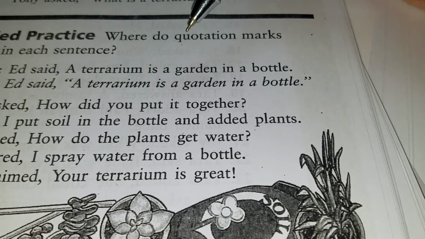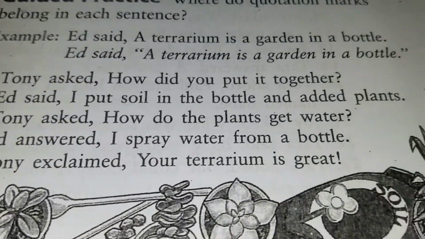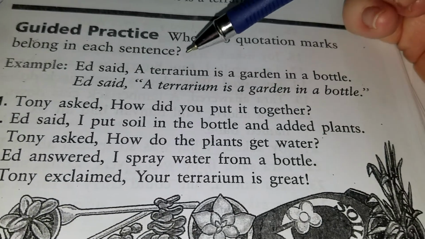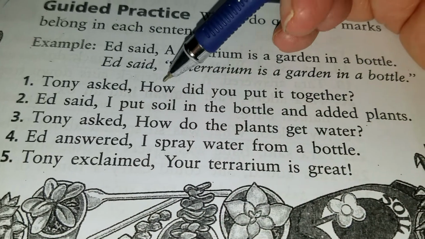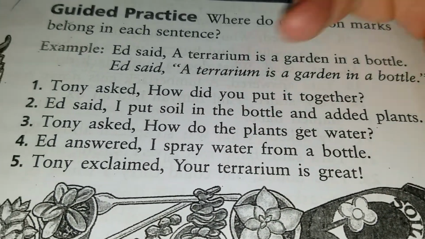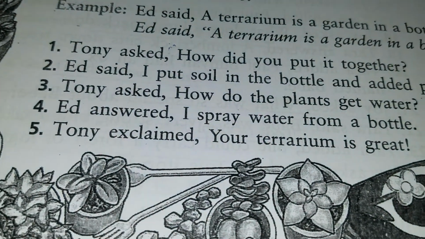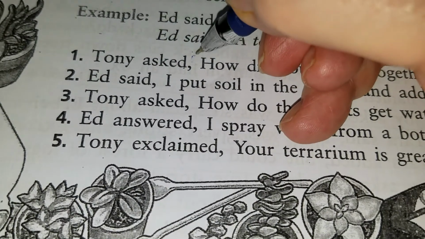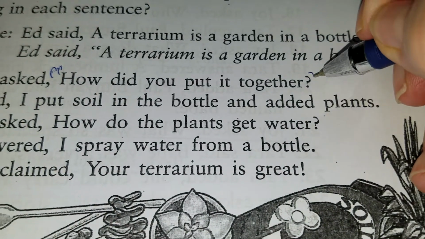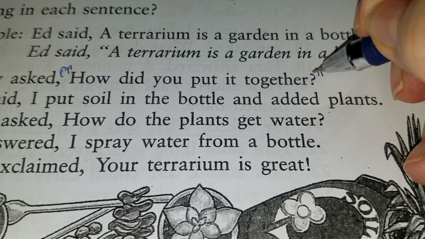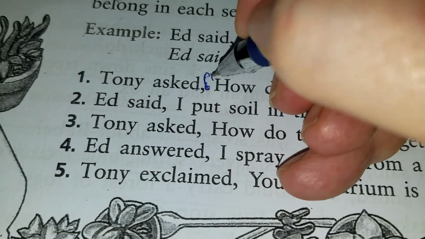So be very careful of that. You don't want to flip that order, okay? The order is important here. All right, so these are really straightforward. Tony asked, how did you put it together? Okay, here's our identifier. Tony asked, what came out of his mouth? How did you put it together? So our quotation marks go here. Remember, they go up high and here. You want to make sure they look like quotation marks. They don't look like commas, okay?